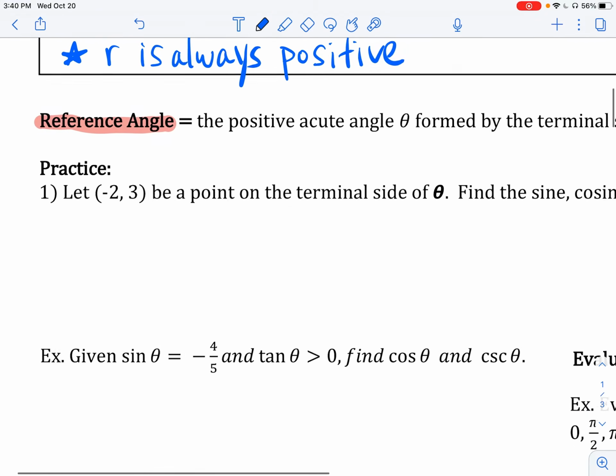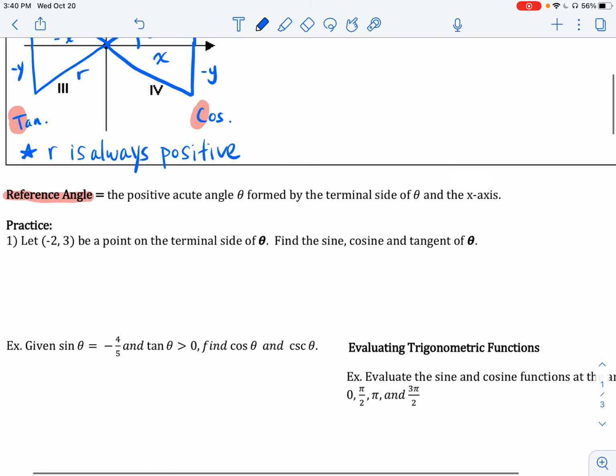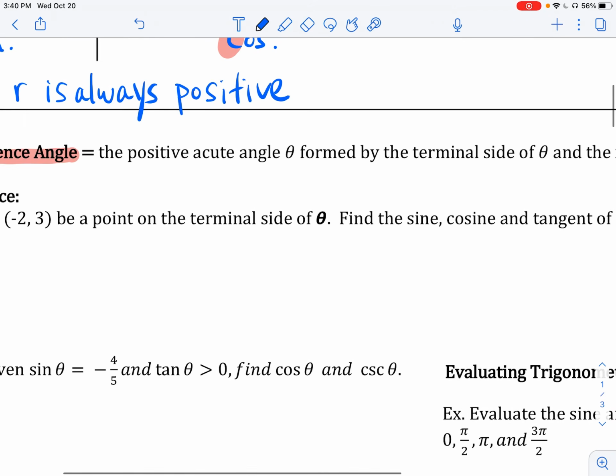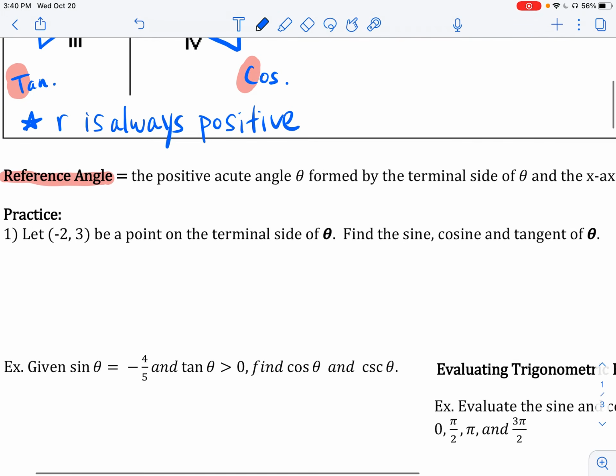All right, so let's try some practice problems. Let's look at this first one here. We're told to let (-2, 3) be a point on the terminal side of theta. Then find the sine, cosine, and tangent of that angle. So let's sketch this point first. If we're at (-2, 3), we're in quadrant 2. This is -2, this is +3. Okay, there's our terminal side, our point lies on it, and this is our angle theta.